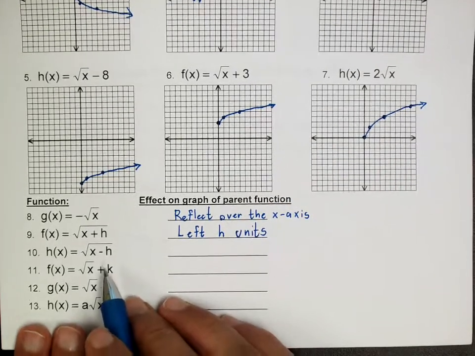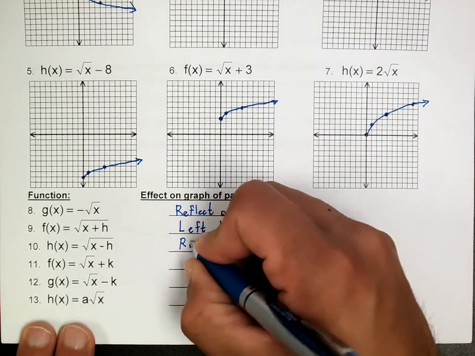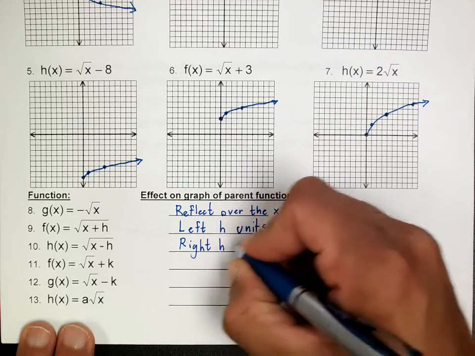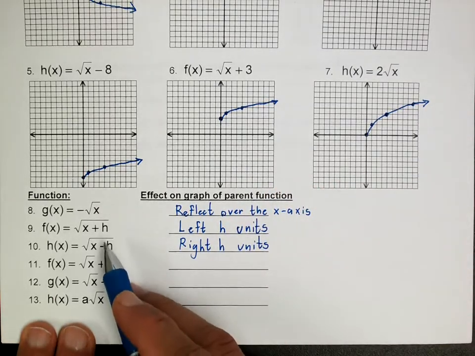Right, and this one, if you have a negative, if you have an x minus some number, that's actually going to move to the right h units. Remember, h represents some number. Alright, so notice that this is kind of counterintuitive, right?